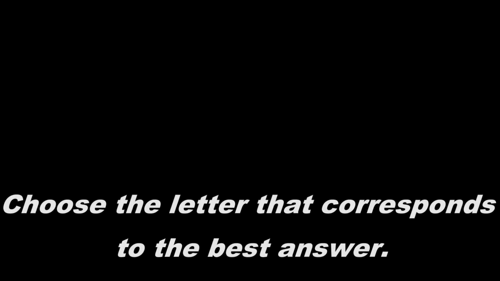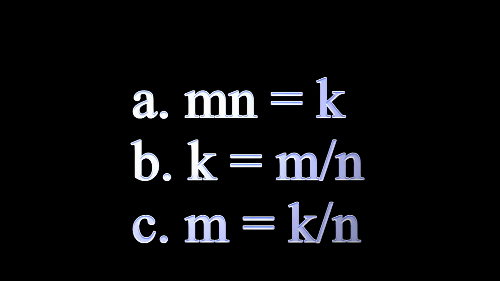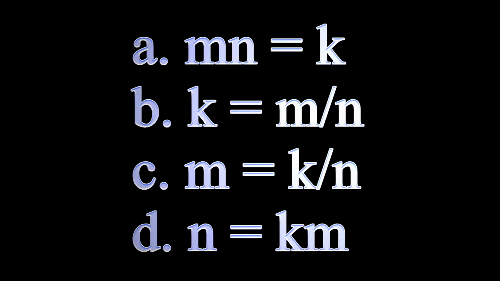Are you ready? Choose only the letter that corresponds to the best answer. Number 1. If m is directly proportional to n, the equation must be written as A. m times n equals k. B. k equals m divided by n. C. m equals k divided by n. D. n equals k times m.